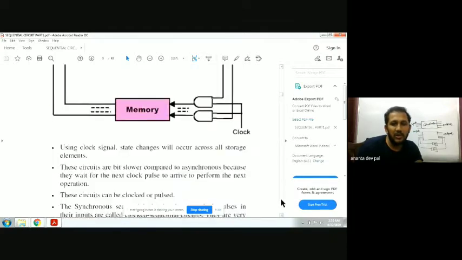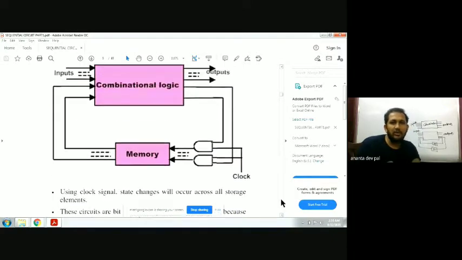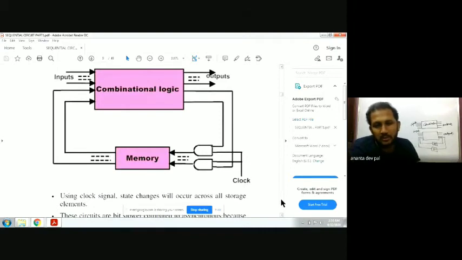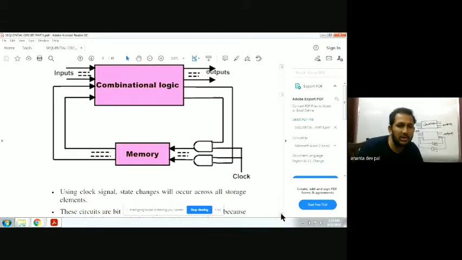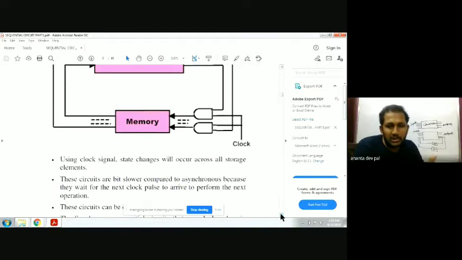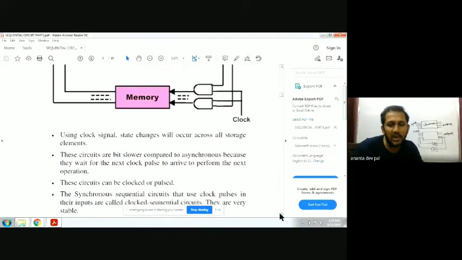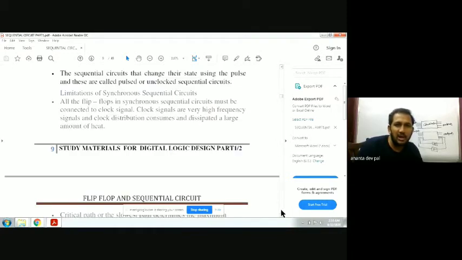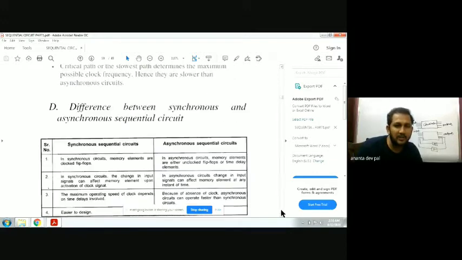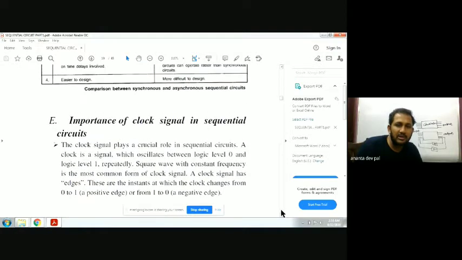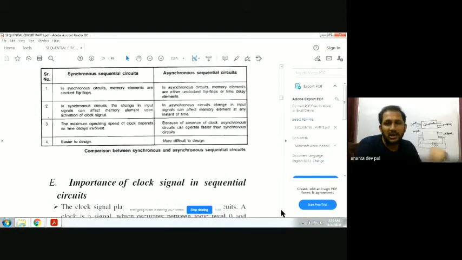So this is the diagram of a sequential circuit. In this diagram, we can observe that all the outputs are activated by the single clock pulse. With the clock signal, the state changes occur across the storage elements. যখন আমরা clock signal apply করি তখন all the outputs change হয়ে যায়. These circuits are clock or pulse. ক্লক হতে পারে বা পালস হতে পারে, synchronous sequential circuits change their state. With pulses they are called pulse sequential circuits, and with the help of a clock, clock sequential circuits. This is the basic difference between synchronous and asynchronous sequential circuits.